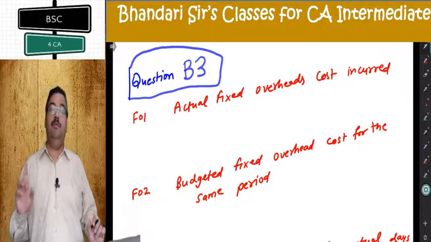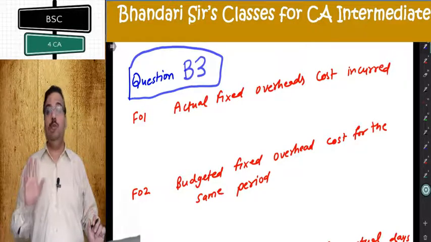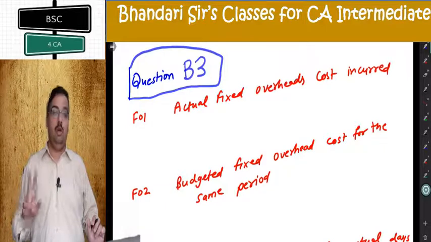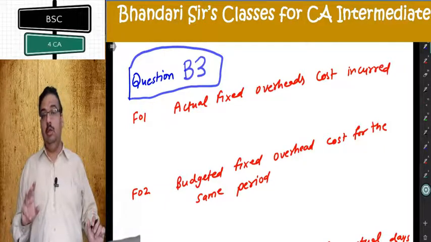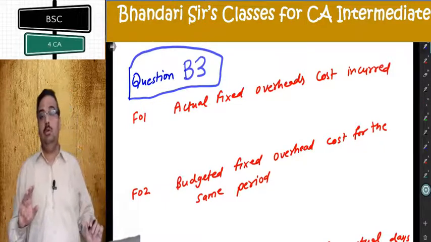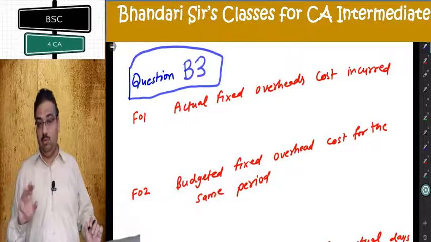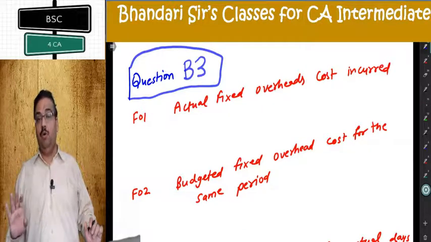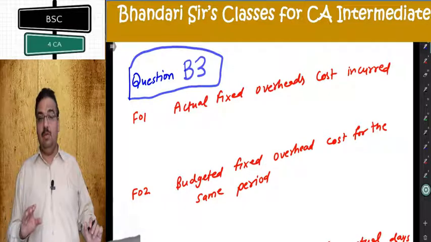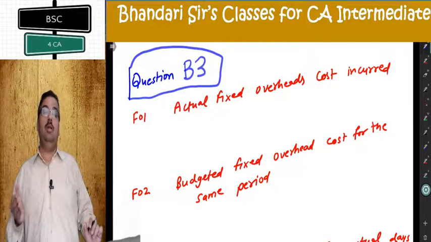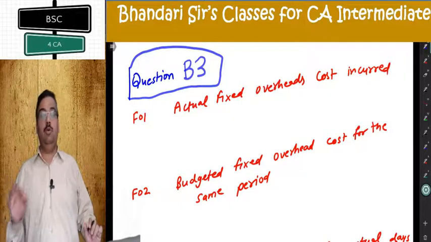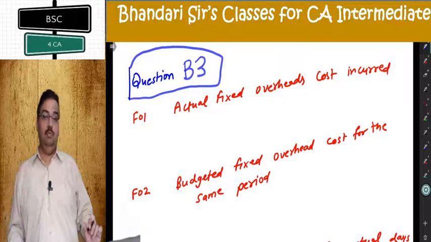The first step in fixed overheads, FO1, is actual fixed overhead cost incurred. FO2, budgeted fixed overhead cost. FO3, fixed overhead absorbed on actual days worked based on standard rate per day. FO4, fixed overhead absorbed for actual hours worked based on standard rate per hour. And FO5, standard fixed overhead cost for actual production.